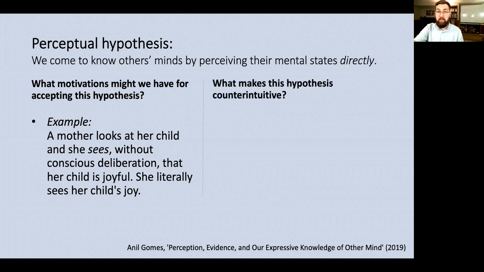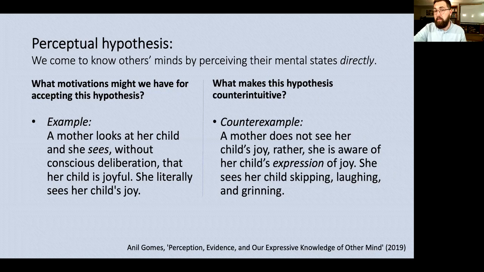What makes this hypothesis counterintuitive? There appears to be some perceptual distance between us and each other's emotions. That is, the claim that we can see others' minds directly is what's controversial. Here's a counterexample. A mother does not see her child's joy. Rather, she is aware of her child's expression of joy. She sees her child skipping, laughing, and grinning. There is still a layer of perceptual distance between a mother and her child's mind. We see others' emotions in their expressions.